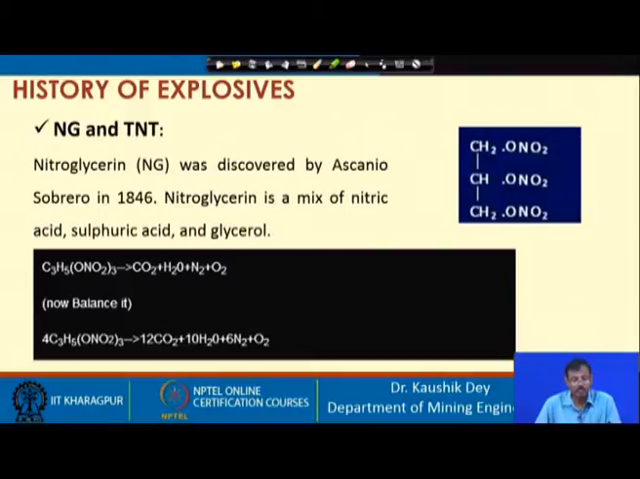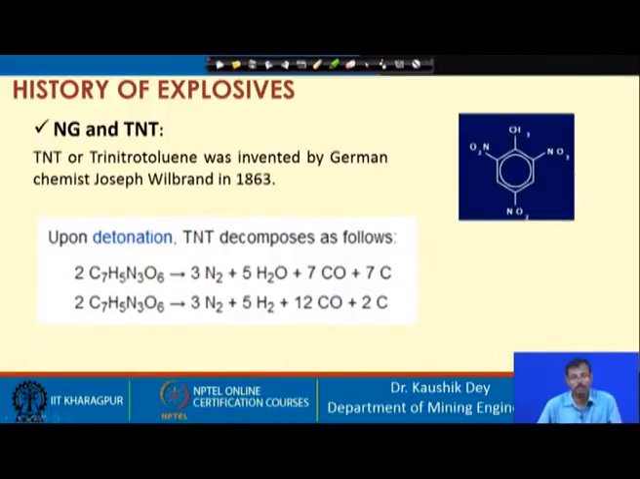So, anyway, nitroglycerin was discovered, but still the problem is that no one knows how to use this nitroglycerin for commercial purpose. Still that is the challenge to the explosive users, and they tried hard to develop some means to use this type of explosive.